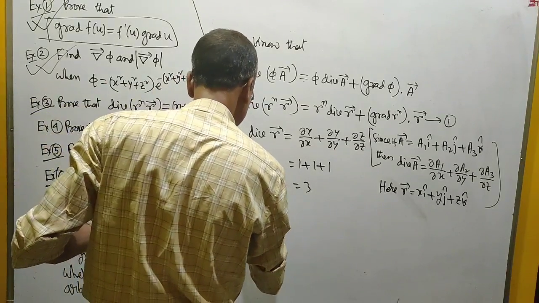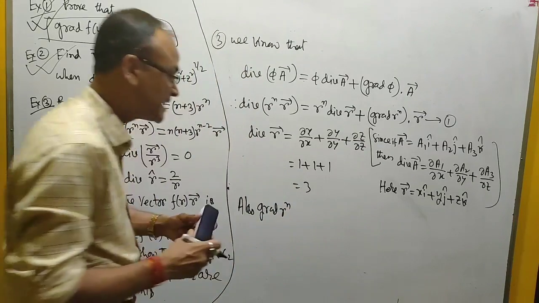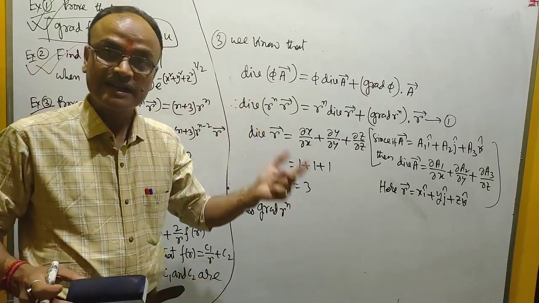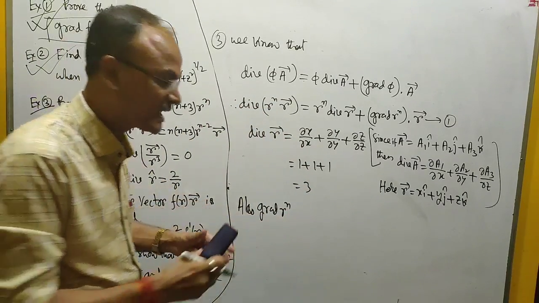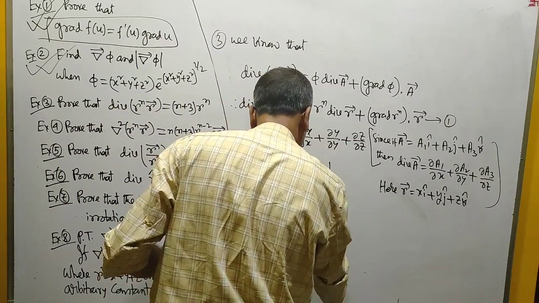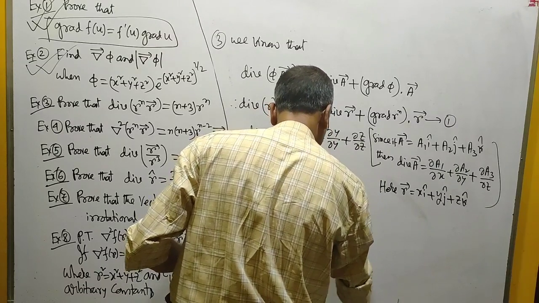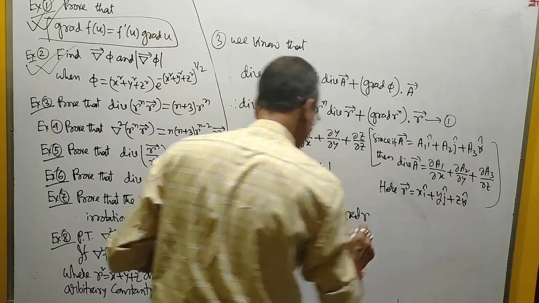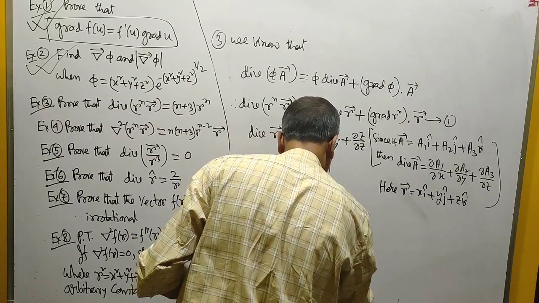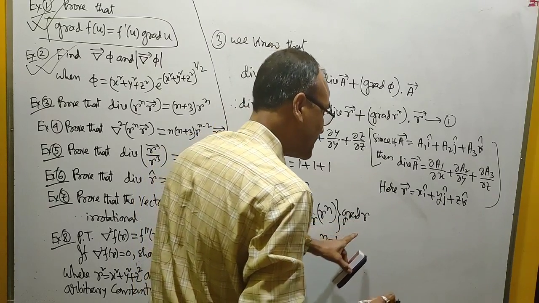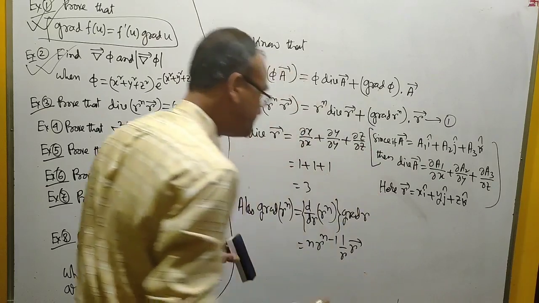Also, gradient of r to the power n, just apply number 1. Gradient of f(u) equal to f dash u, gradient of u. Gradient of r to the power n equal to the differentiation of r to the power n into gradient of r. This is equal to n r to the power n minus 1. What is gradient of r? Gradient of r is nothing but 1 by r r vector.